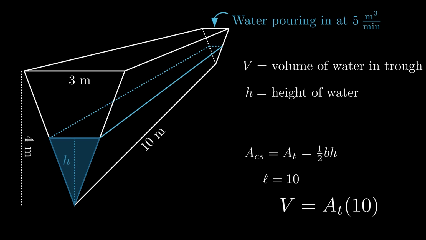So that part we already know, or at least we have a variable for it. To get the base, we're going to need this line here. We're going to call it B. So B is going to be the width of the water at the top as it fills up.